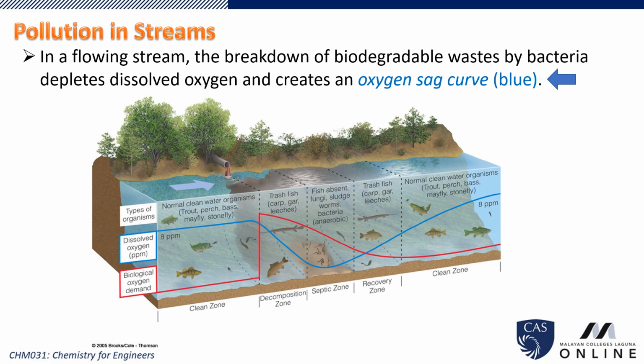In polluted streams, bacteria break down organic waste and consume oxygen. This creates an oxygen sag curve where the dissolved oxygen decreases downstream. If the oxygen levels drop too low, the aquatic organisms cannot survive, and this leads to ecosystem degradation.